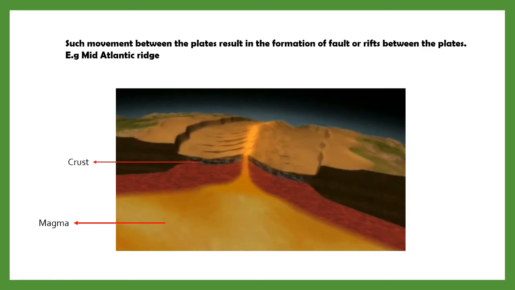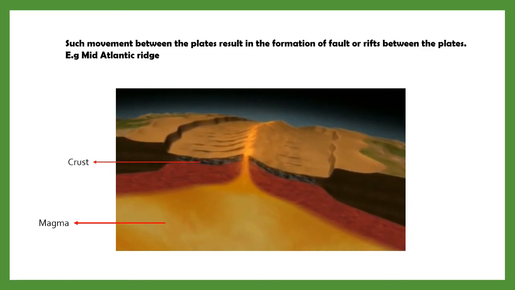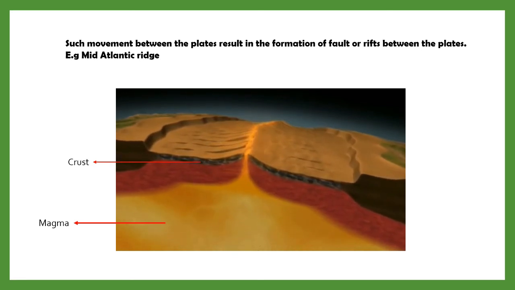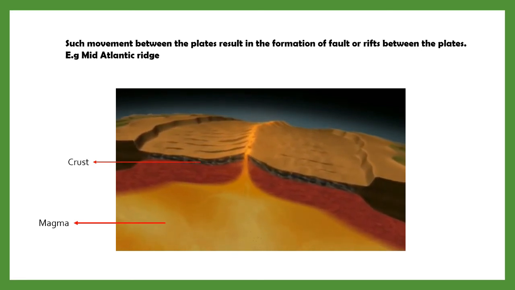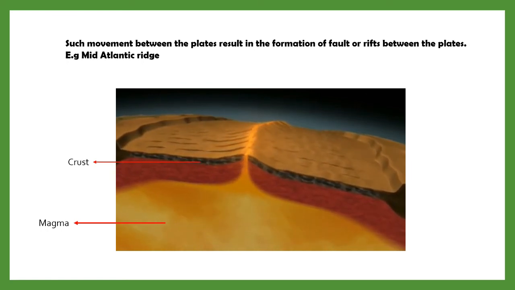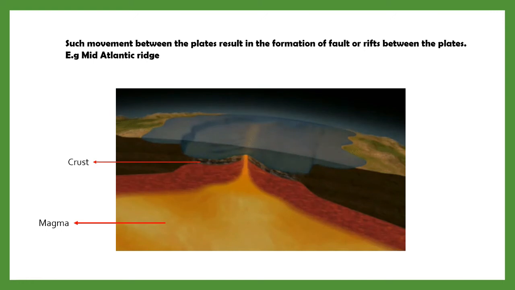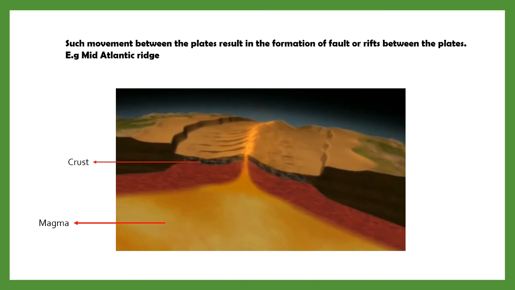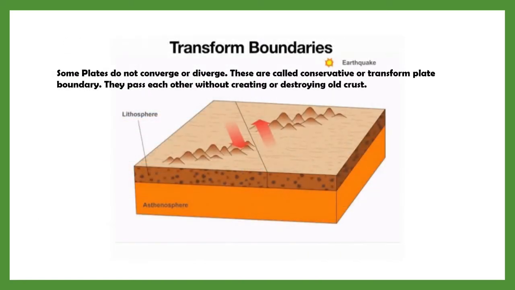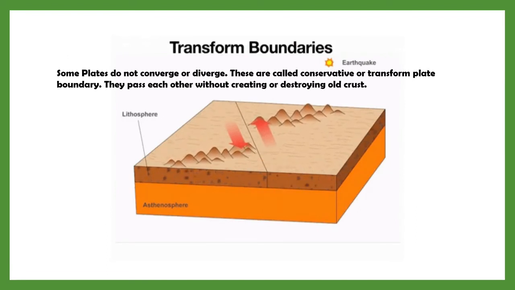For example, mid-Atlantic ridge. In this diagram, you can see, okay, the two plates are moving away from each other and how the magma is rushing up to fill the gap. Okay, when the magma cools down, it forms a new floor, and that also we call new seafloor spreading. Okay, then we have a third type of movement, that is transform boundaries.